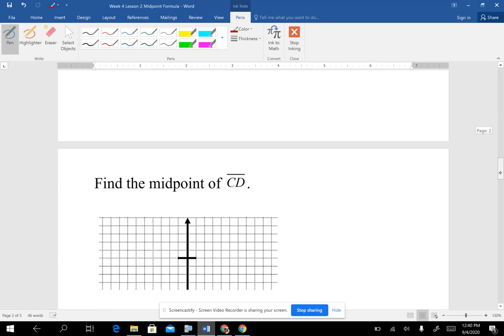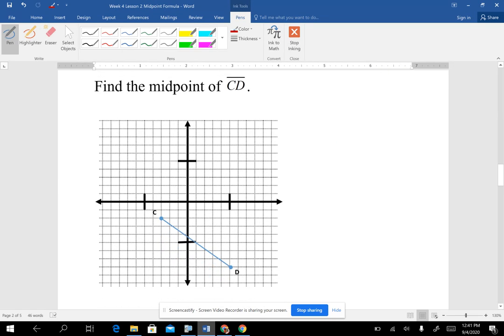What about if the line segment isn't horizontal? So let's take a look at this one. Well, I feel like I could kind of do a similar method. I could kind of use the slope and go halfway. So to get from C to D, you go down 1, 2, 3, 4, 5, 6, down 6, and over 1, 2, 3, 4, 5, 6, 7, 8.